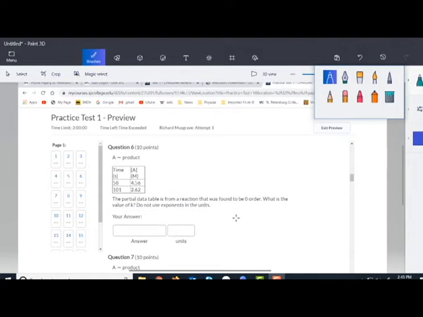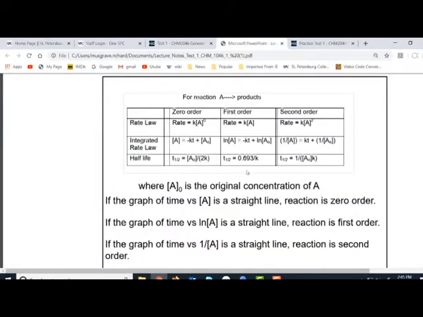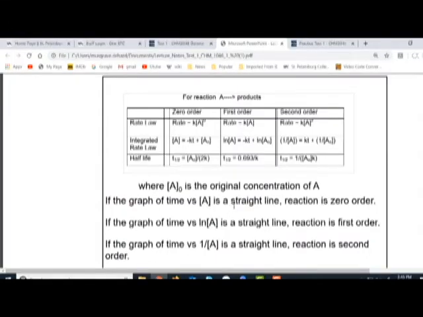So this is question 6, which is in practice test 1. We're being asked to calculate the value of k using this partial table. Now if we go back to this table here that we were using to look at the relationship between straight lines and whether it was first, 0 or second order, what we can see is that something that has the form of a straight line is y equals mx plus b.